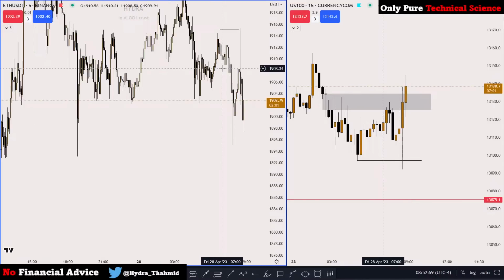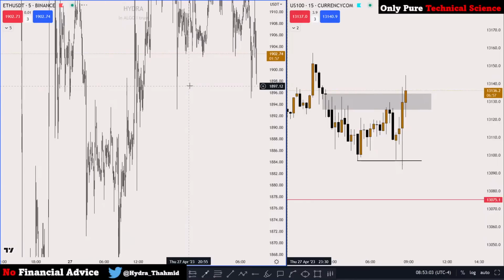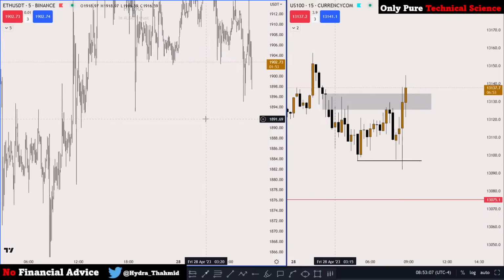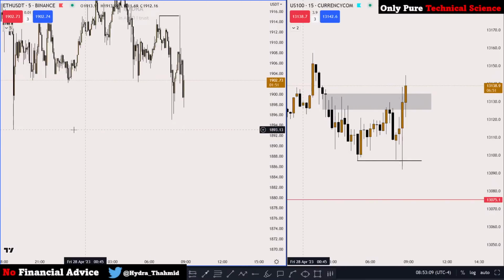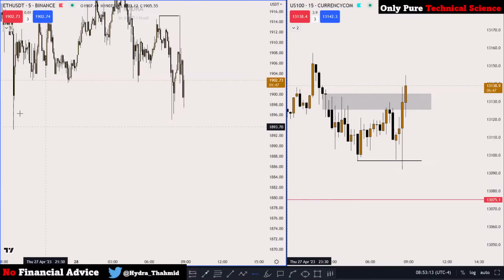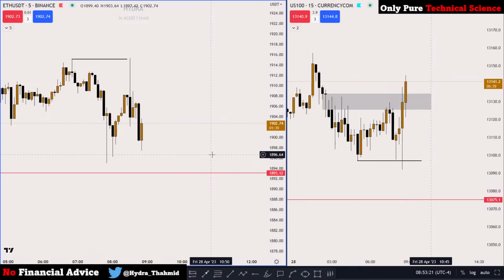So to me, if you ask me where the draw on liquidity on Ethereum is, I will say it's on the sell side. Okay, yeah, sell side looks good to me. I can expect a run below this low here. That's a low here, so I can expect to see a run here that goes below, 1893. That's the draw on liquidity. That's what I see.